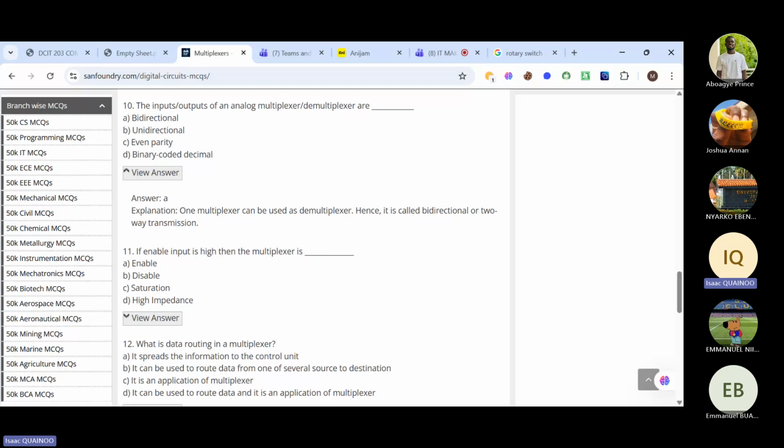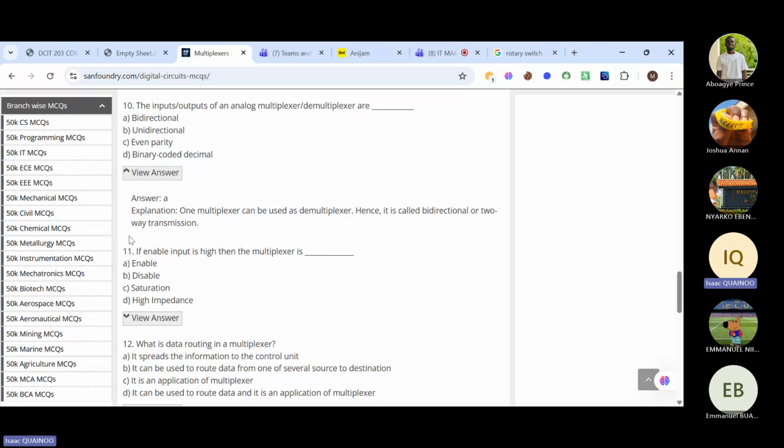So bidirectional means one multiplexer can be inverted and used as a demultiplexer. If you invert a 4:1 multiplexer, you get a 1:4 demultiplexer, right? So let's look at question 11.